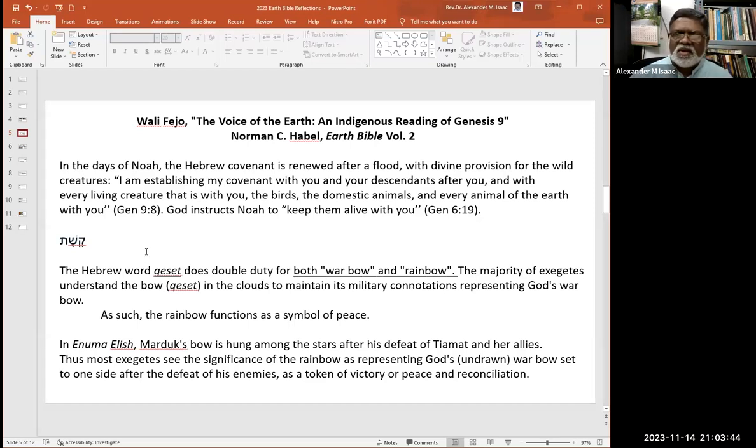We can also say that the rainbow appears like a withdrawn war bow. If a war bow is like this, you have to put the arrow on the string and the bow, and it will function as a weapon. But here, the whole rainbow is like an inverted bow. Therefore, many interpreters will say that this rainbow is God's bow withdrawn, that never again will God destroy the earth.